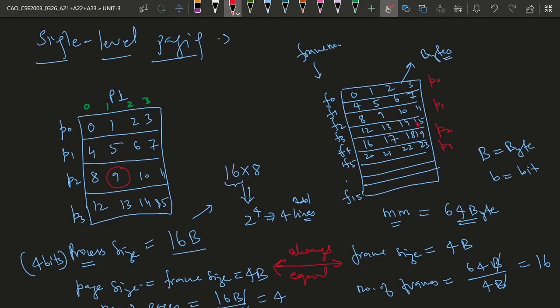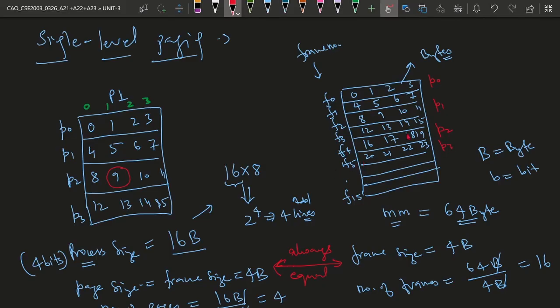Because in paging, we convert the process into different pages, and instead of storing the complete process into the RAM, we take some pages and store a few pages into the RAM. So for an example, page number 0 is stored at frame number 0 of the main memory. Similarly, P1 is stored at F2, P2 is stored at F4, and P3 is stored at F5.